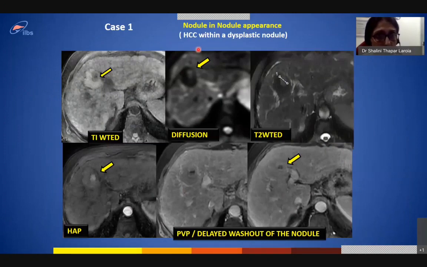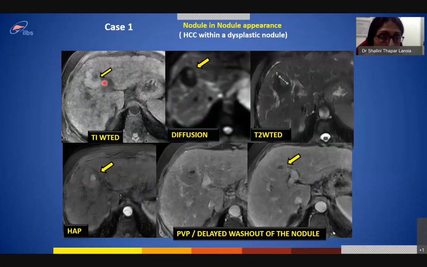Now, this is nothing but a nodule in nodule appearance of a hepatocellular carcinoma, which has arisen within a dysplastic nodule. So this liver is not a normal liver. This is a T1 weighted sequence on a plain MR, and this is a diffusion weighted sequence along with a T2 weighted sequence. Now we have this rounded lesion here. It's a larger nodule. It is different from the other nodules. There are many T1 weighted siderotic or T1 hyperintense nodules. This one is also a T1 hyperintense nodule. So there are two types of T1 hyperintense nodules. They're either siderotic or they can be dysplastic.